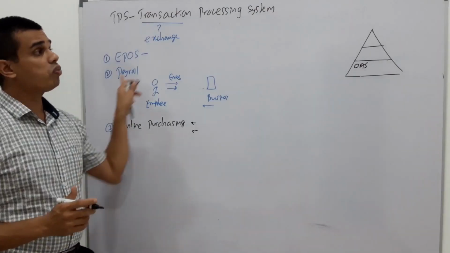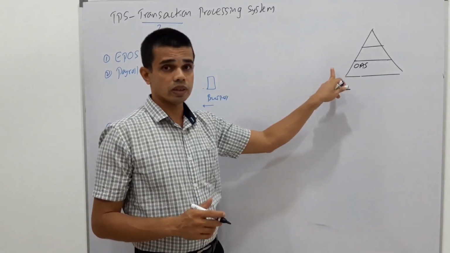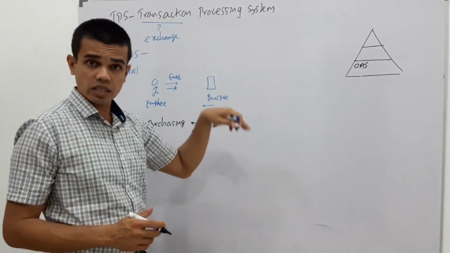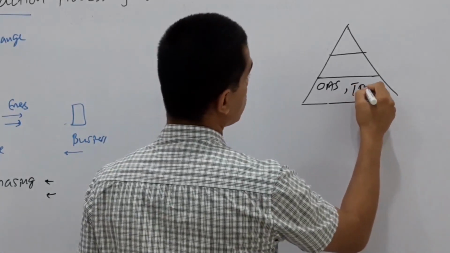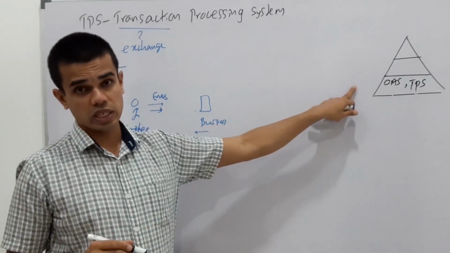Then which level of the management pyramid uses this TPS? Top level or bottom level? Bottom level, they are dealing with their customers. So TPS is also a system that falls under the lower level handled by the operational managers.